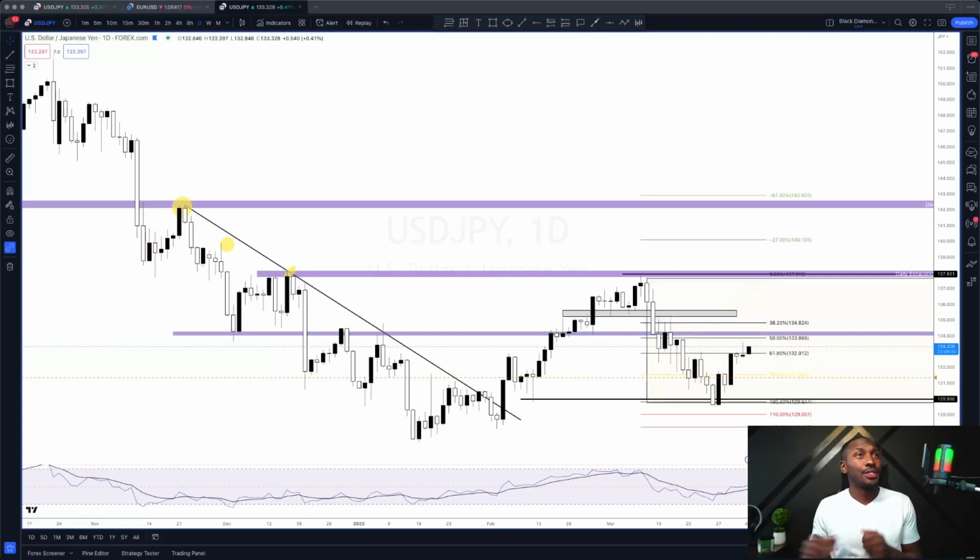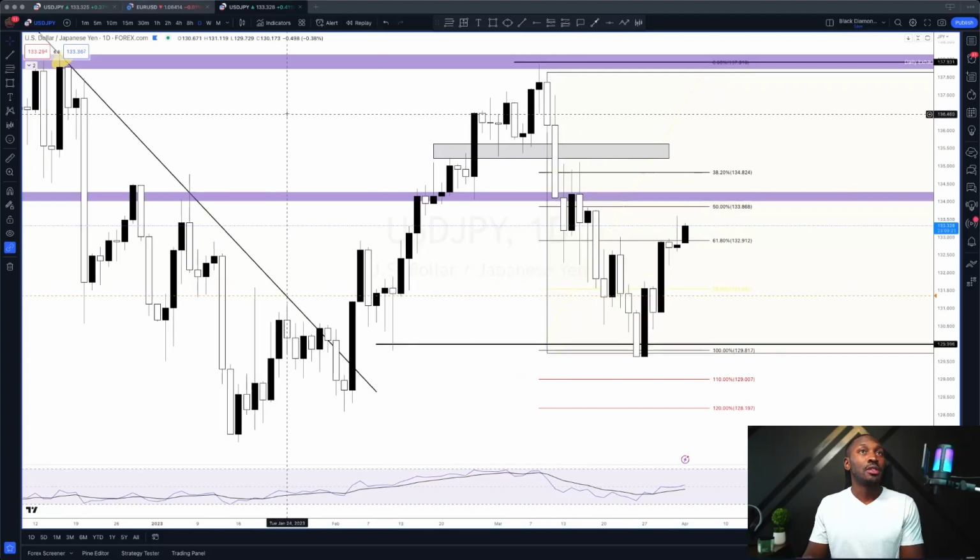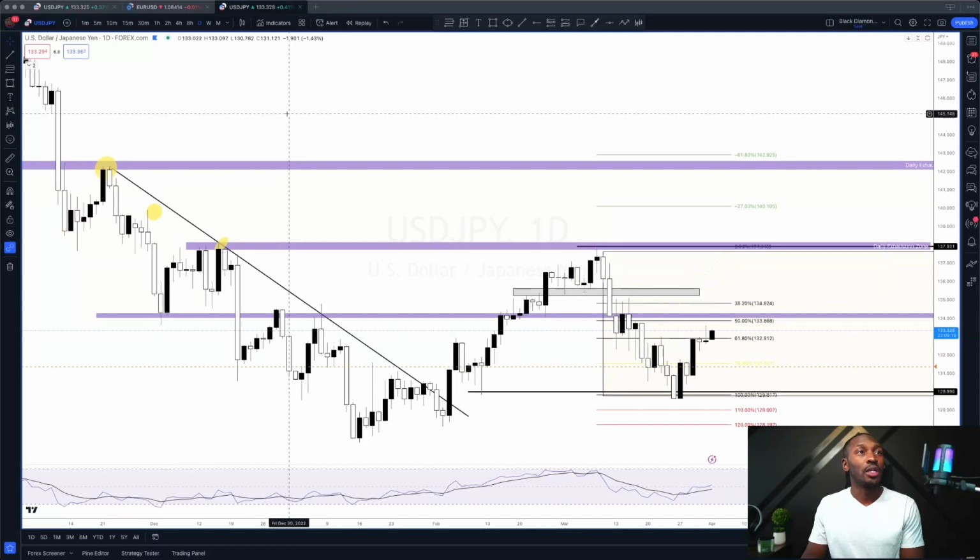All right, so as you can see, ladies and gentlemen, I am on the US dollar, Japanese yen. This is one of the main pairs I trade. I actually took a really good trade on this last week, netted $5,000 from the trade. I'll break that down in my follow-up video, but let's go ahead and break down what we're looking at for this week. So we're here on the daily.